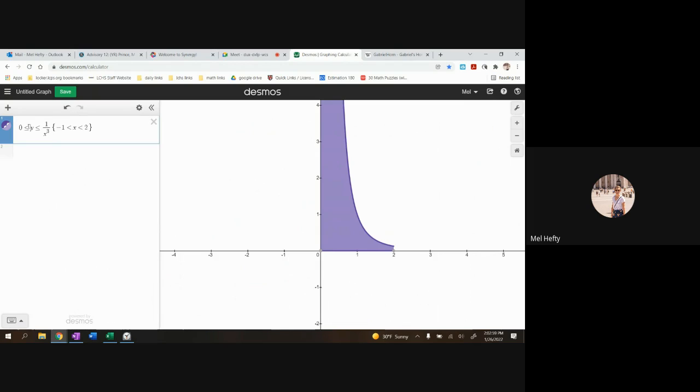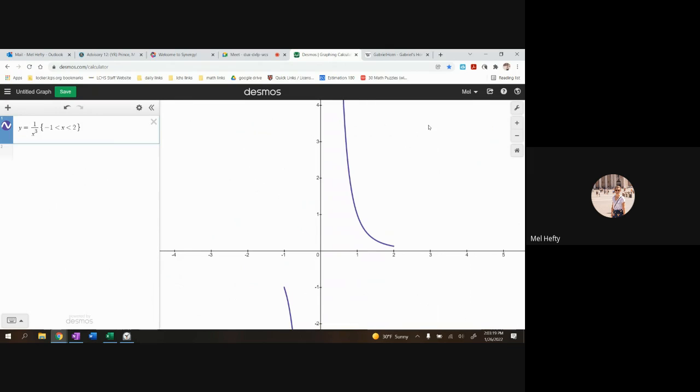Oh, I need to do... Hold on. It's not graphing like I want it to. Nope. All right, I'm just going to turn off the shading for a second.